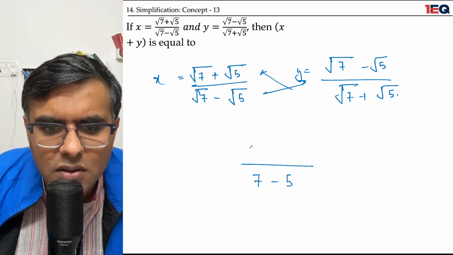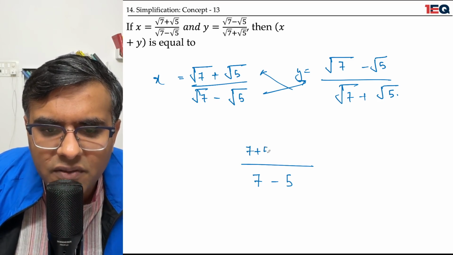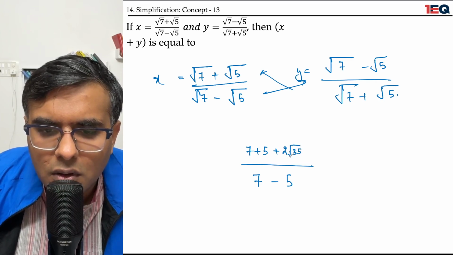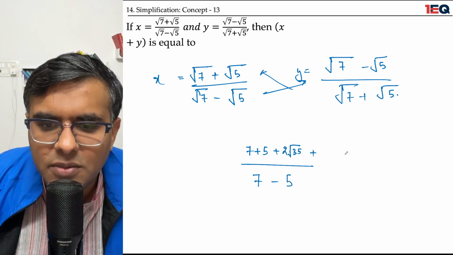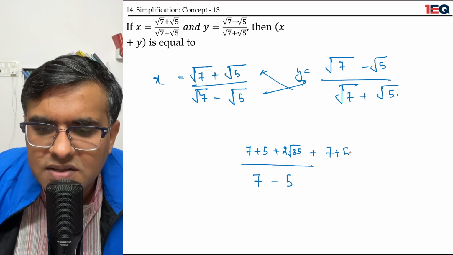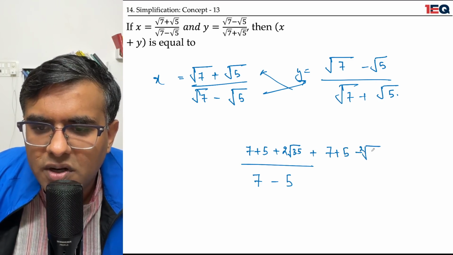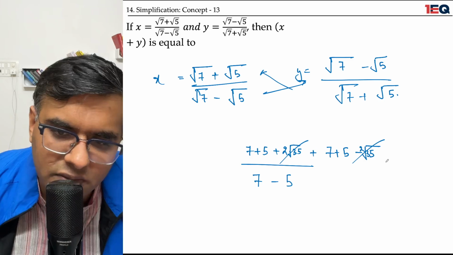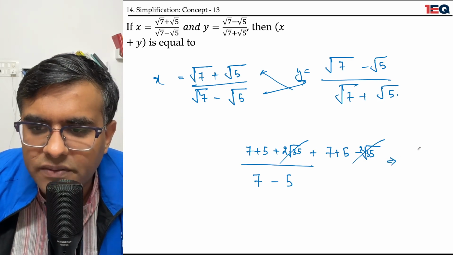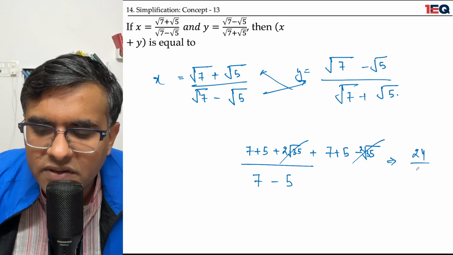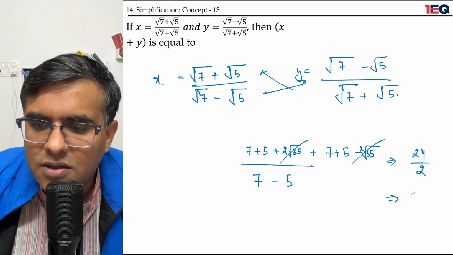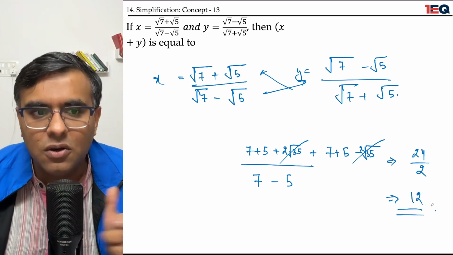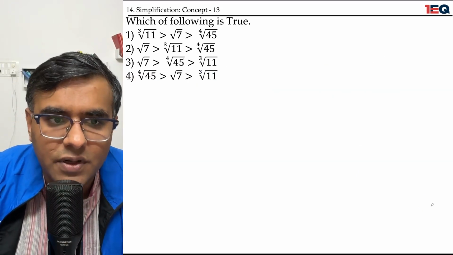Root 7 square is 7, plus 5, plus 2 root 35. There is a plus sign in the middle, with 7 plus 5 minus 2 root 35. These two are opposite in nature, so they would get cancelled out. 7 plus 5 is 12. 12 into 2 is 24. 24 upon 7 minus 5, which is 2. My final answer comes out to be 12. Okay, so this is how we take things forward.